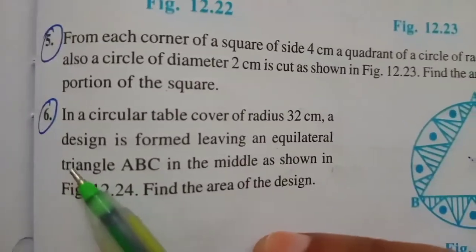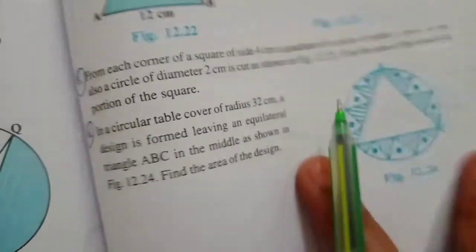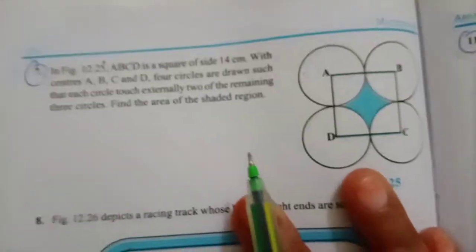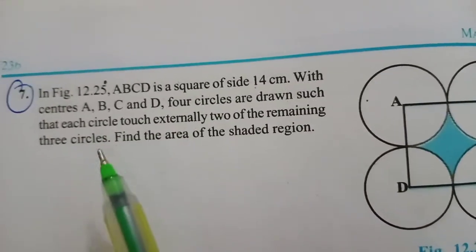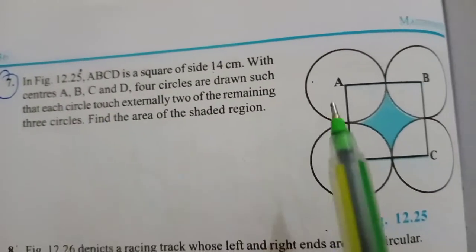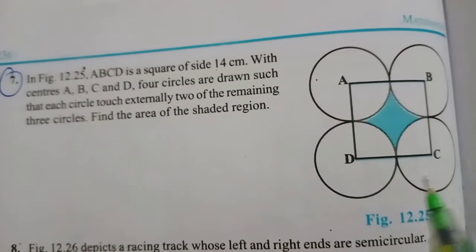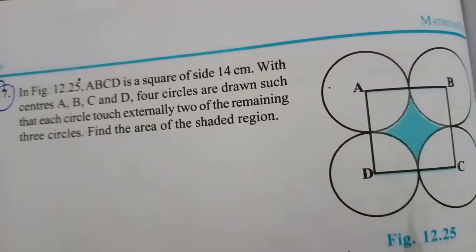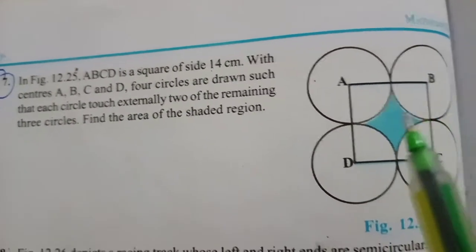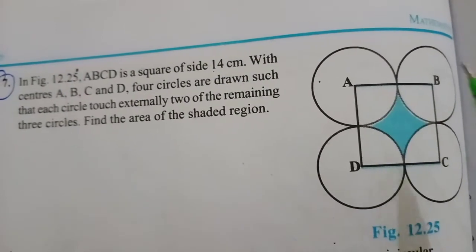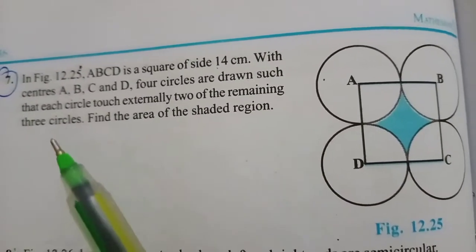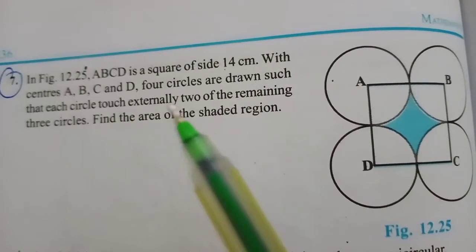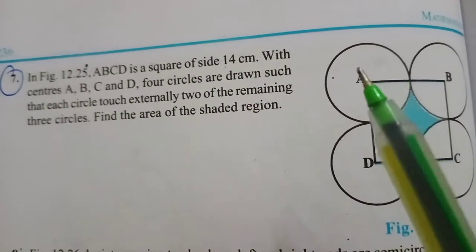Therefore, this question is deleted. Now let us move to the 7th question. You can see here, given in the figure, ABCD is a square of side 14 centimeter with centers A, B, C, D. 4 circles are drawn with centers A, B, C, D such that each circle touches externally 2 of the remaining 3 circles.